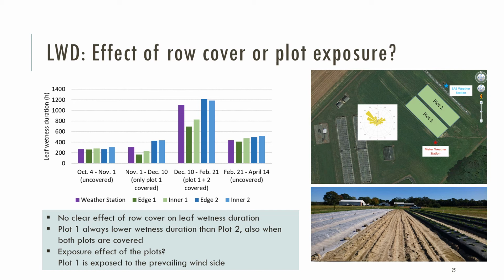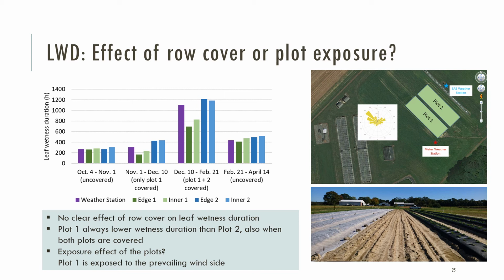And then when the covers were removed in February, we still see that plot 2 has a higher leaf wetness duration compared with the weather station, and plot 1 is about the same or a little bit lower than the weather station. So also here we don't see a clear effect of the row cover on the leaf wetness duration, but it's slightly different from what we saw for the other two sites, because plot 1 always seems to have a lower wetness duration than plot 2.